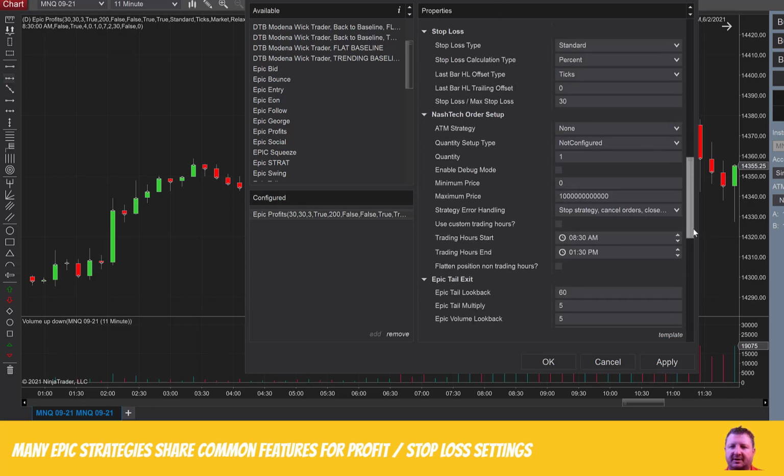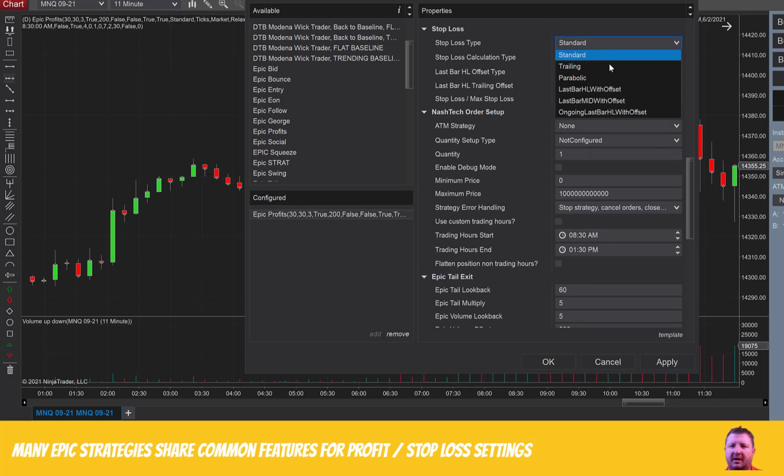Stop loss. Trailing, parabolic. I'm just going to go in standard stop loss, trailing stop loss. Everybody kind of gets that, right? Your standard stop loss or trailing stop loss, you're going to go with a trailing stop loss of 30 ticks is what this is saying.